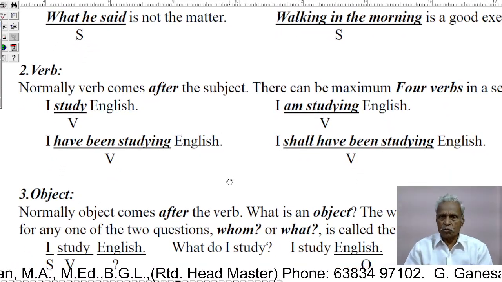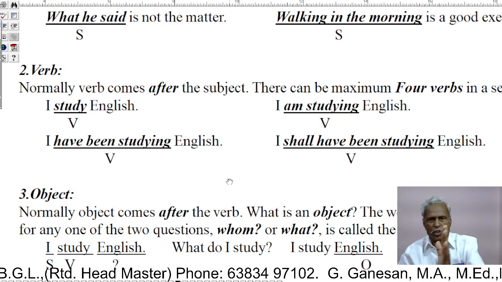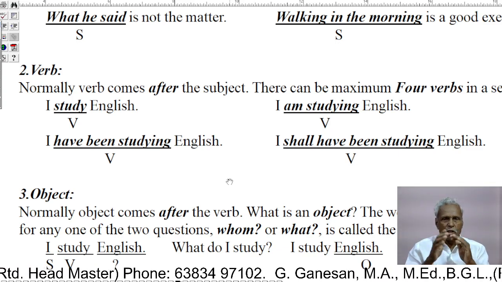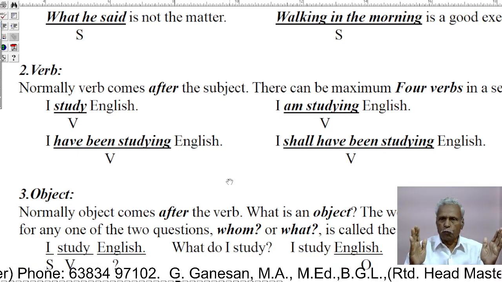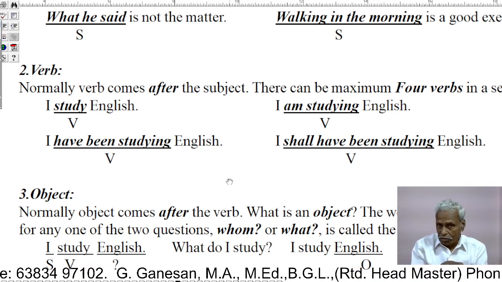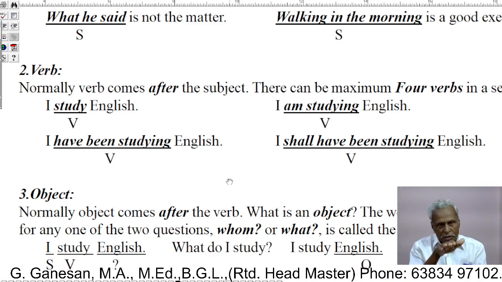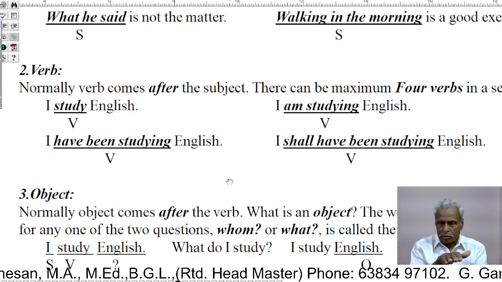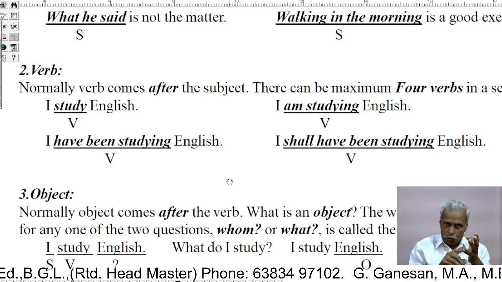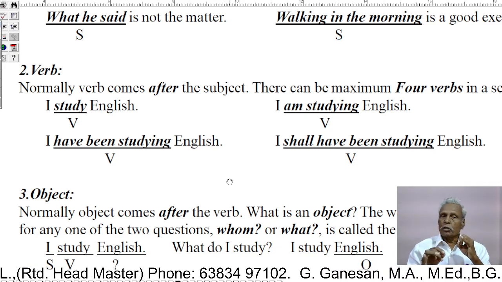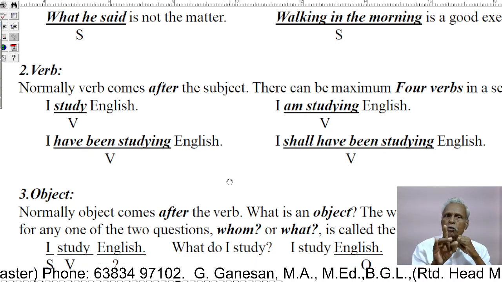Then second comes the verb. Normally, the verb comes after the subject. There can be a maximum of 4 verbs in a sentence. There can be 2, 3, or 4 verbs, but whatever the number of verbs, there should be one final verb.